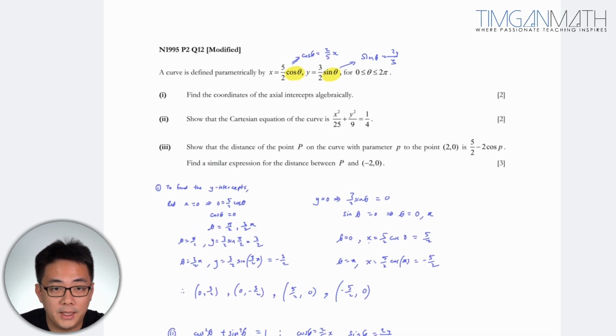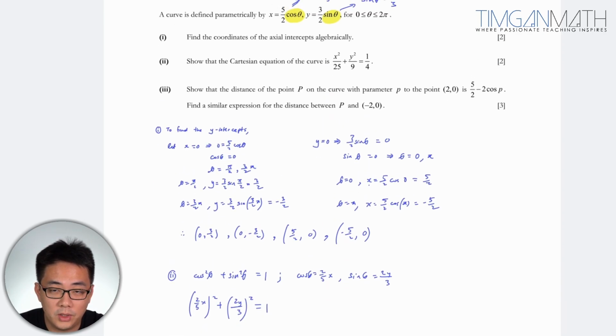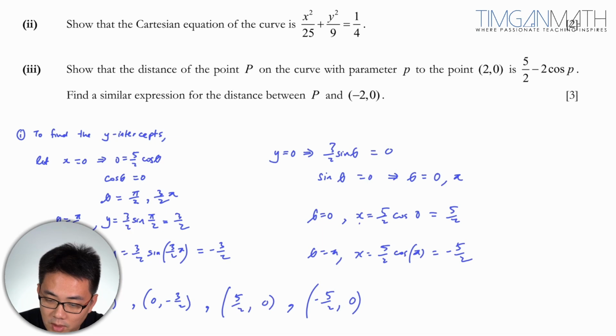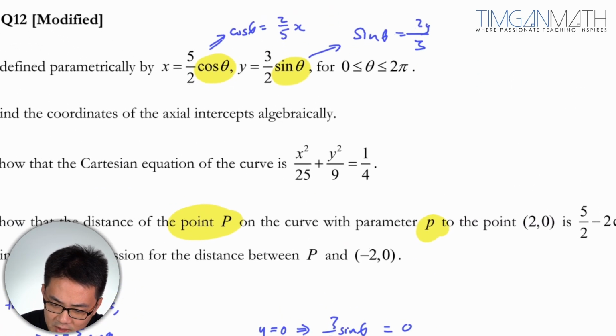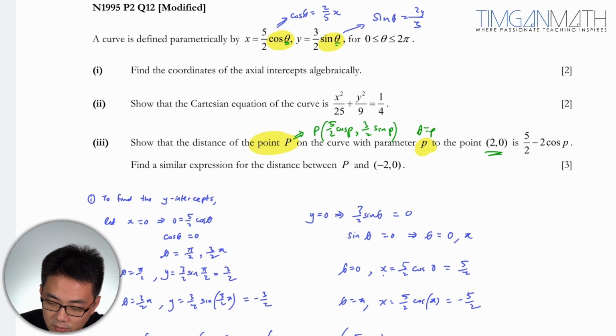As for the last part, show that the distance of point P to the point (2, 0) is this value here. So you want to find the distance from the point P with parameter P. When parameter theta equals P, the point here will be 5 over 2 cosine P, comma 3 over 2 sine P. And you want the distance to this point (2, 0). So how do we do that?